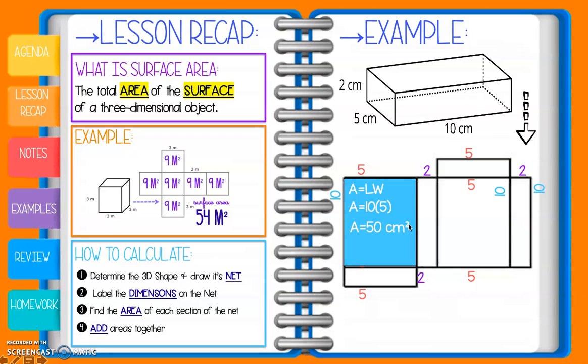Okay, now I don't have to do that work again. If the front cover is 50 centimeters squared, the back is 50 centimeters squared. So I'm just going to write that on my net. I know that this is 50 centimeters squared. I showed that work right here.